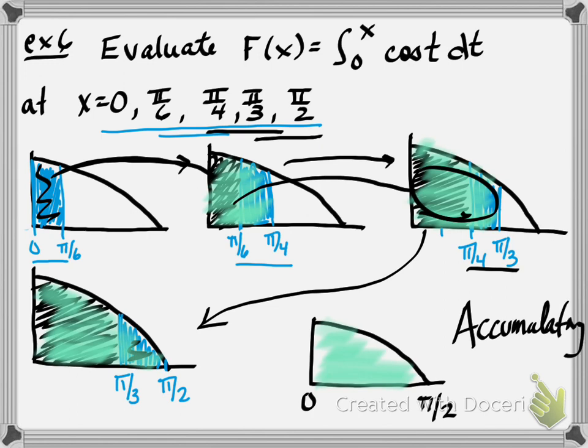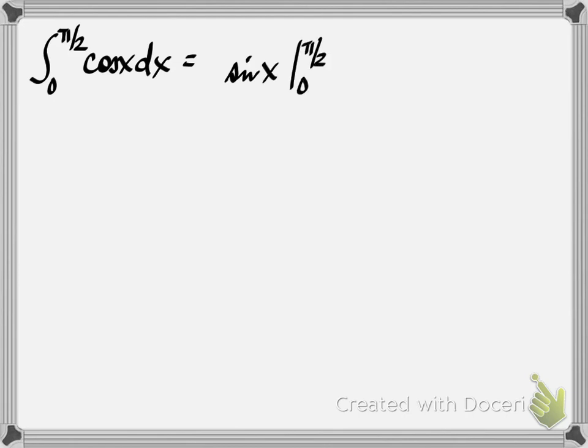Well, we know from 0 to pi over 2, let me go to the next screen. The integral from 0 to pi over 2 of cosine x dx, I did this on the board with you all, is sine of x evaluated from 0 to pi over 2. That's the sine of pi over 2 minus the sine of 0, which is 1 minus 0, which is 1.